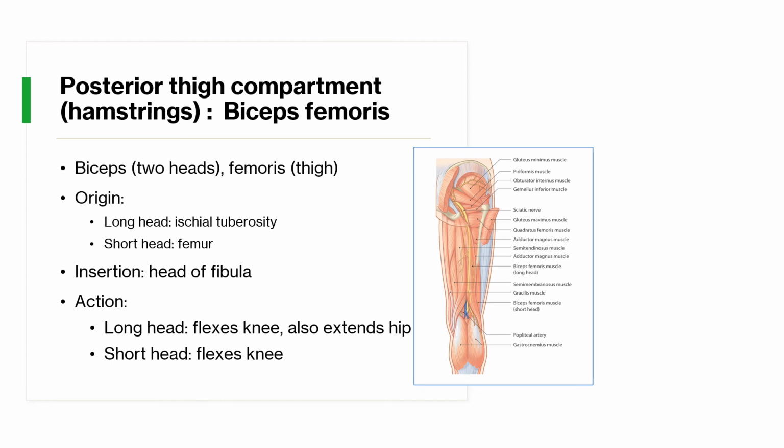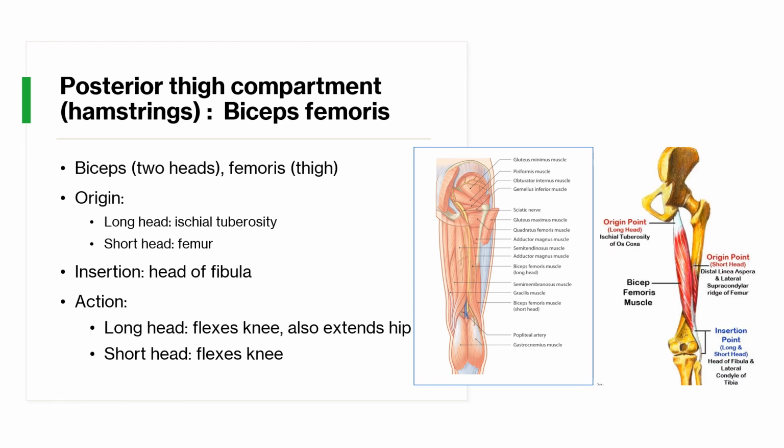The long head originates on the ischial tuberosity. The short head originates on the femur. It inserts on the fibula, so it inserts laterally. And the action, both the long head and the short head flex the knee, but the long head also extends the hip since it crosses the hip joint by originating on the ischial tuberosity. And you can see this clearly here.